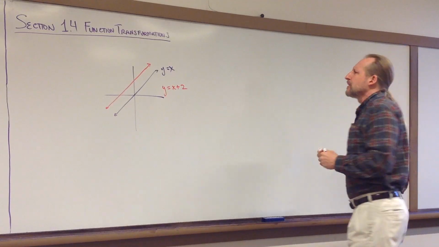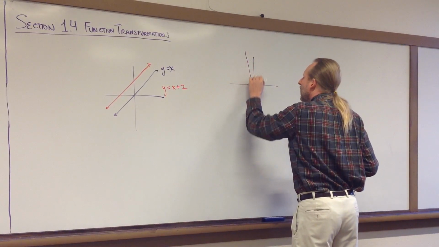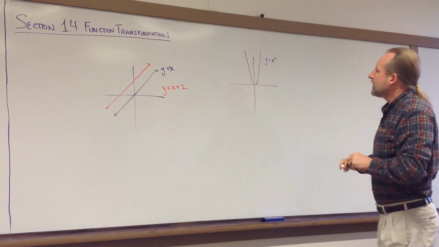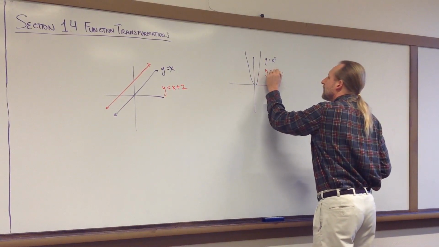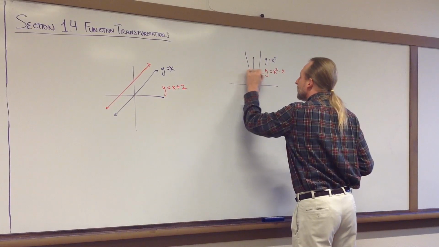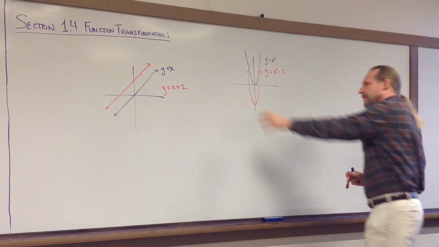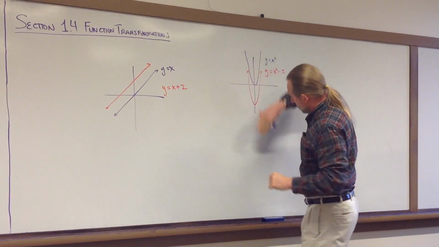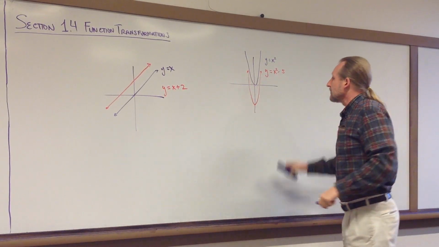Same thing with parabolas. The standard parabola is y equals x squared, and we can shift it up or down. Let's shift this one down: x squared minus 5. We'll move that down here, and it'll look like that. Okay? And we can move it over here. We can stretch it out and squeeze it and make it smaller and reflect it upside down. There's all different things that you can do to these.